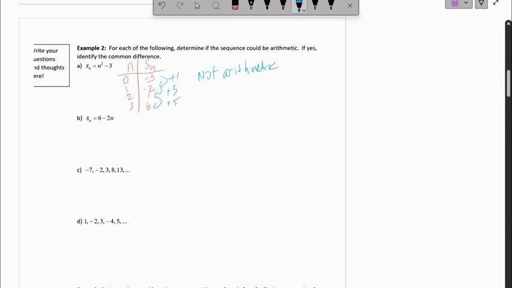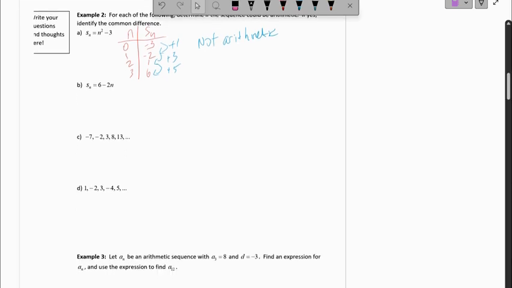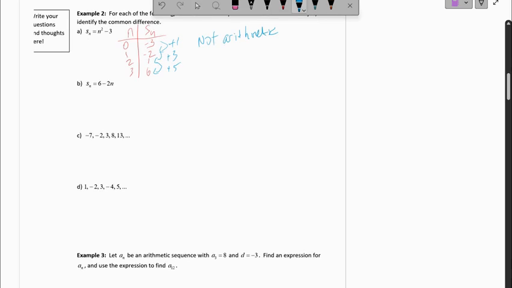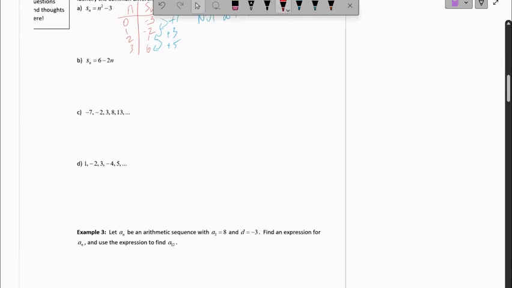So you do the exact same thing for B, and I'll let you guys do that. The key is online, so feel free to look at the key. But try B, and then for C, we'll go to see when you're given the pattern.